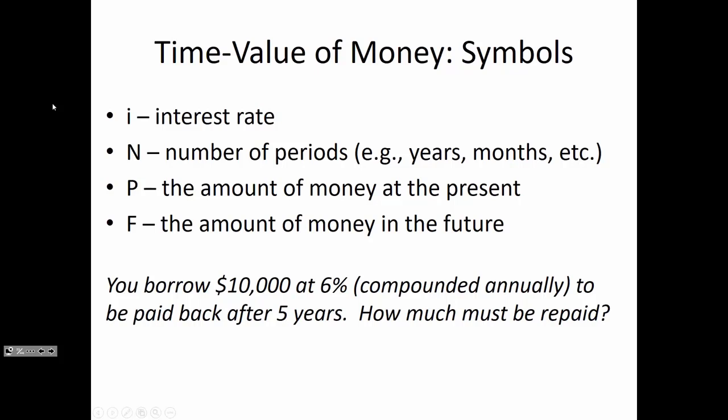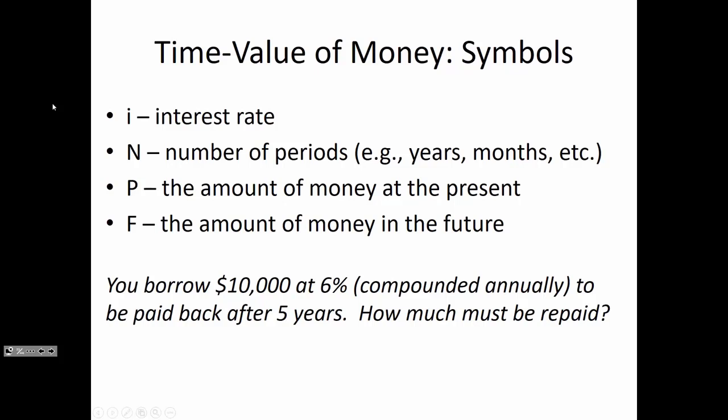And so what you should do is, in this problem statement, try and find out what is the I, what is the N, P, and F. So the easiest one probably is the interest rate because it's got the little percentage after it. And so what you could say is I equals 6%.